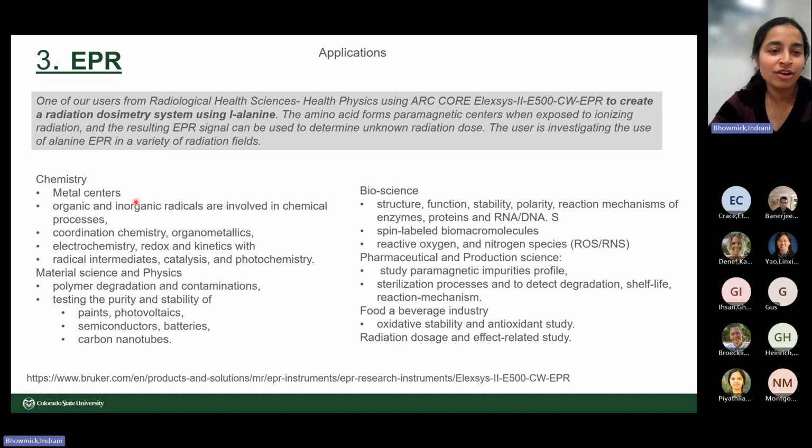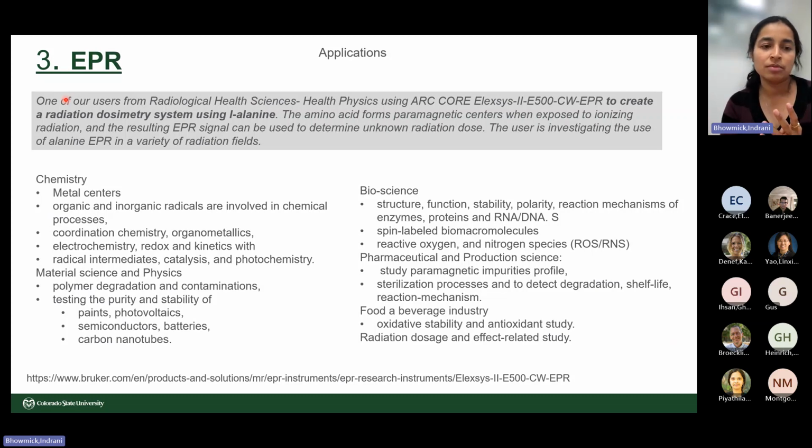Okay, one of our users in radiological health science is using our EPR to create a radiation dosimetry system using this L-alanine. Different radiation doses create different intensities of the alanine absorption peak, as you saw. Based on that, if you have a calibration curve, you can create some kind of device. So EPR has a lot of applications; this is just a general application like the other systems I showed.